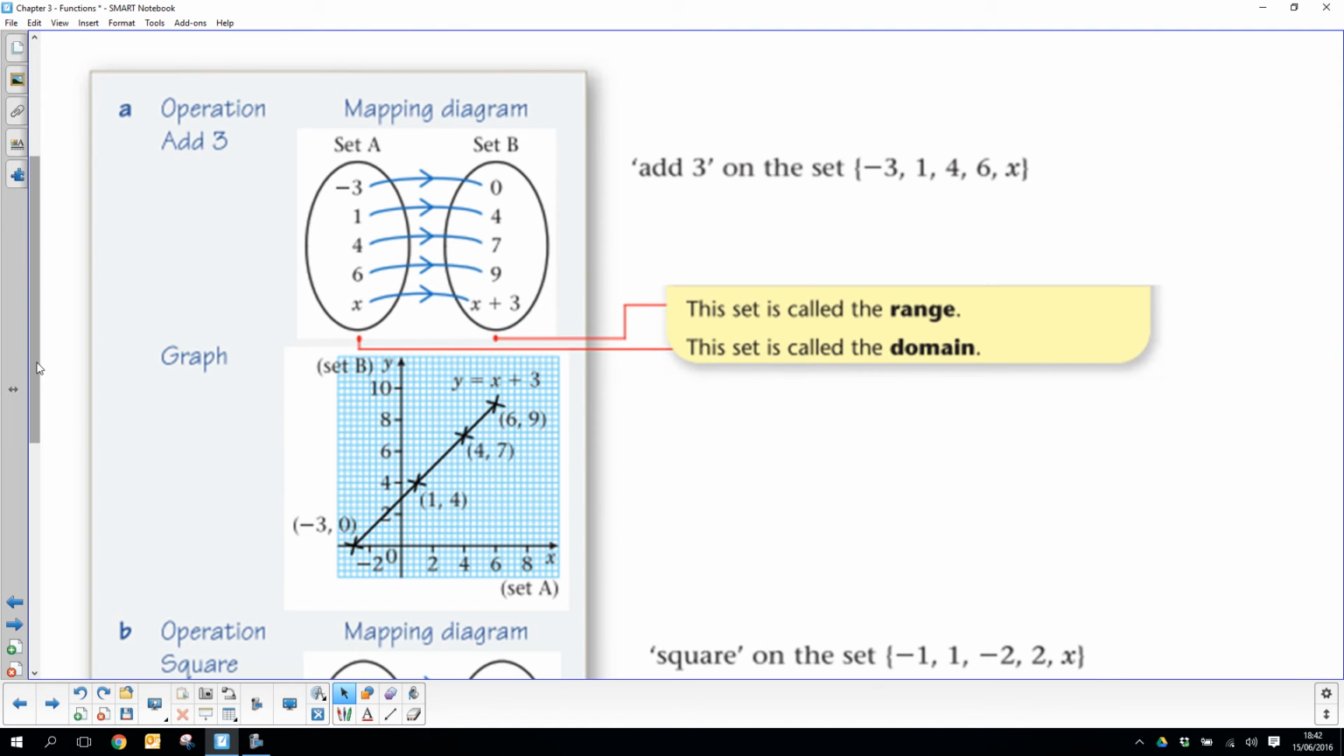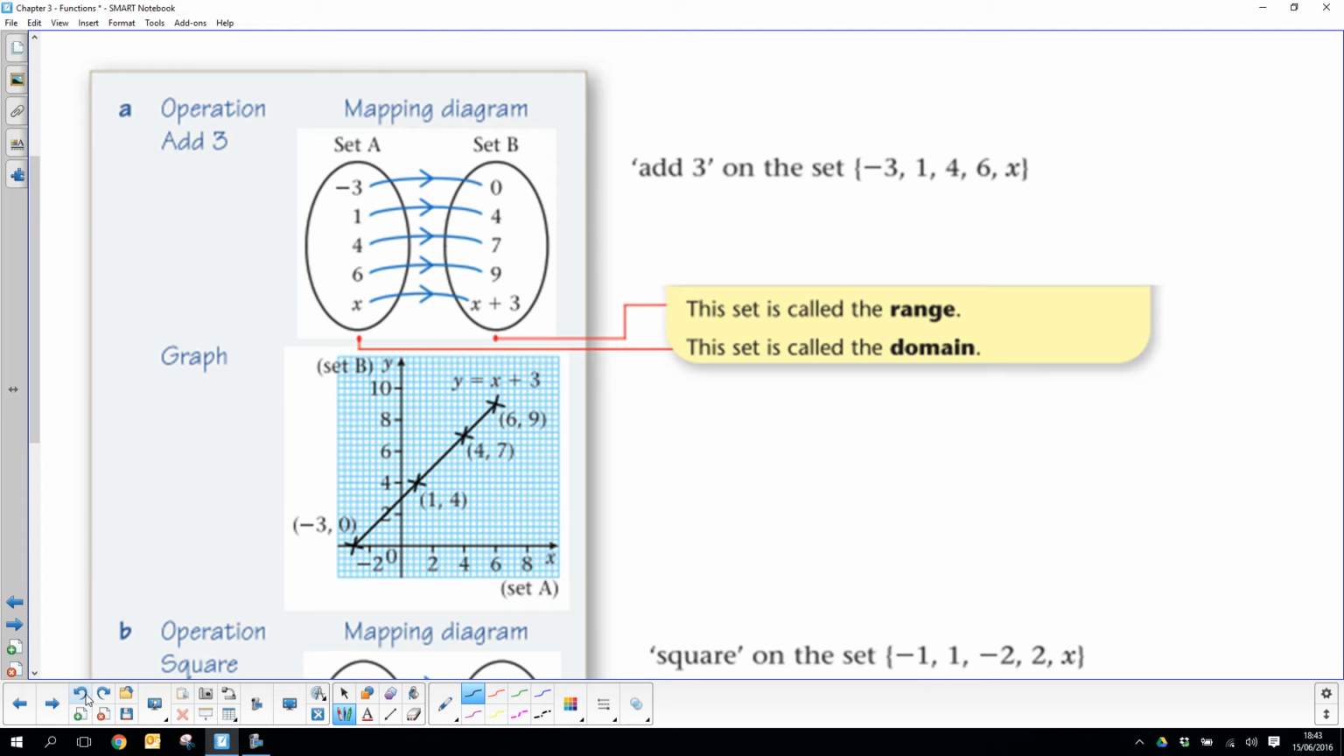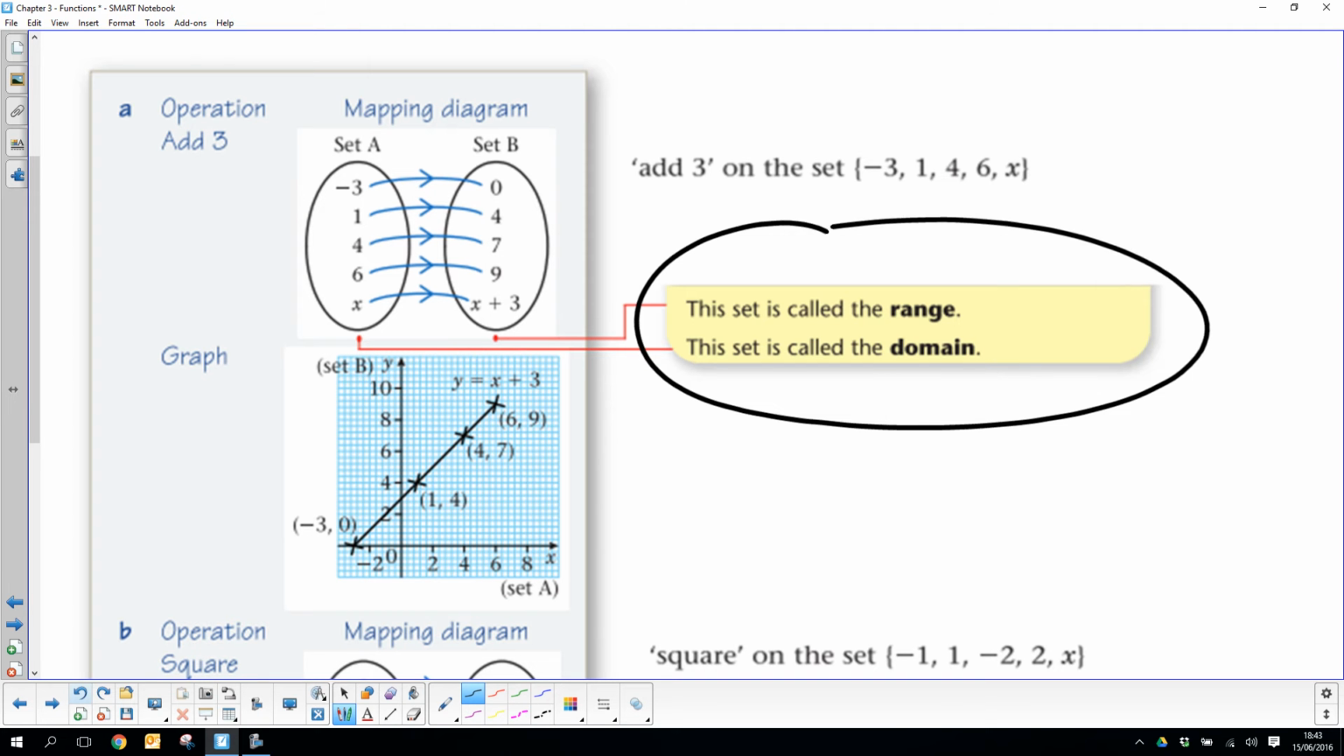The operation is add 3, the mapping diagram shown to the right here. And what have we got? Well, if we're just adding 3, we go from minus 3 to 0, 1 to 4, 4 to 7, 6 to 9, and then x of course is x plus 3. Now this is the important information here. The inputs, these values, or set A as they're called in this example, their posh name is the domain. The domain is the values that go in.